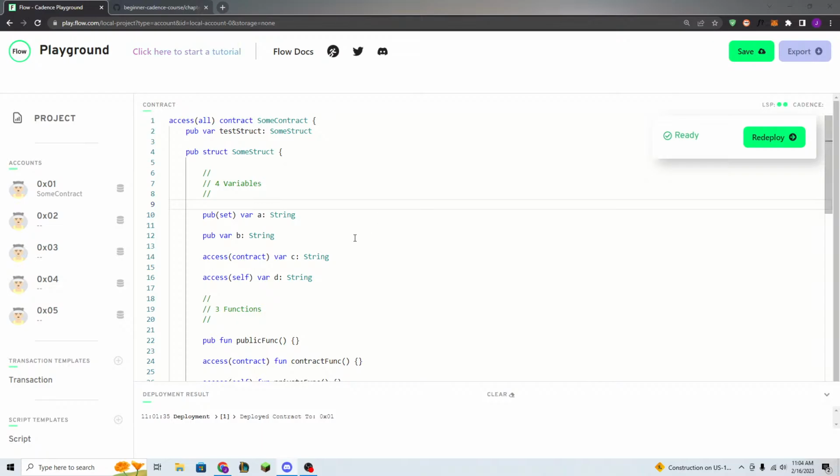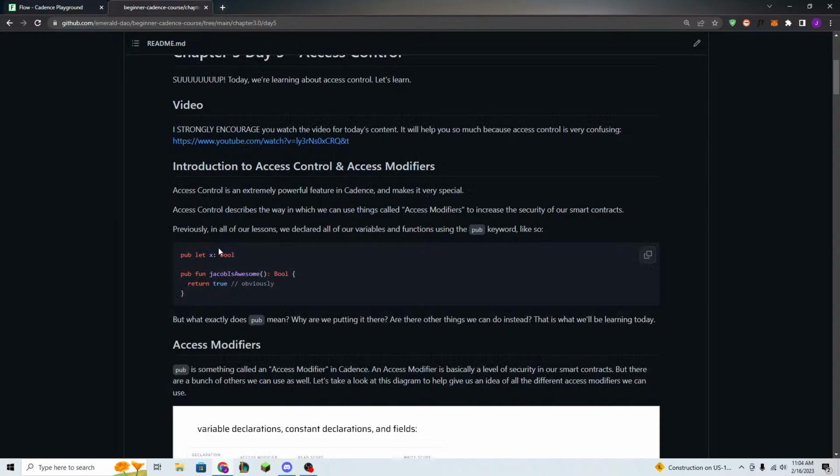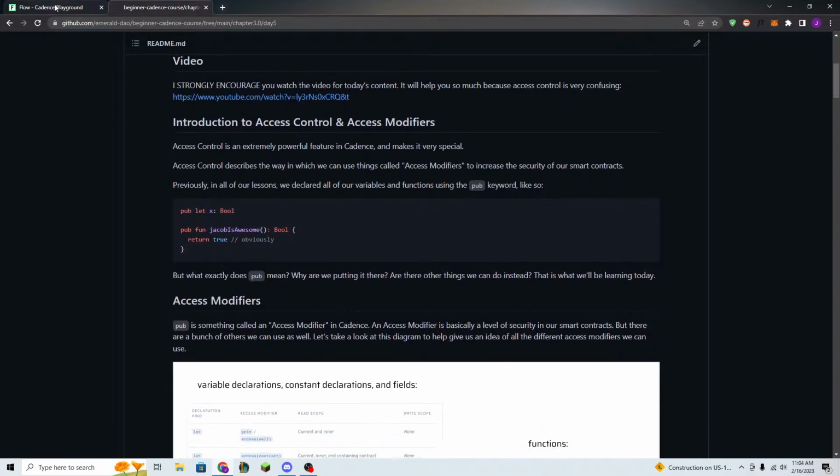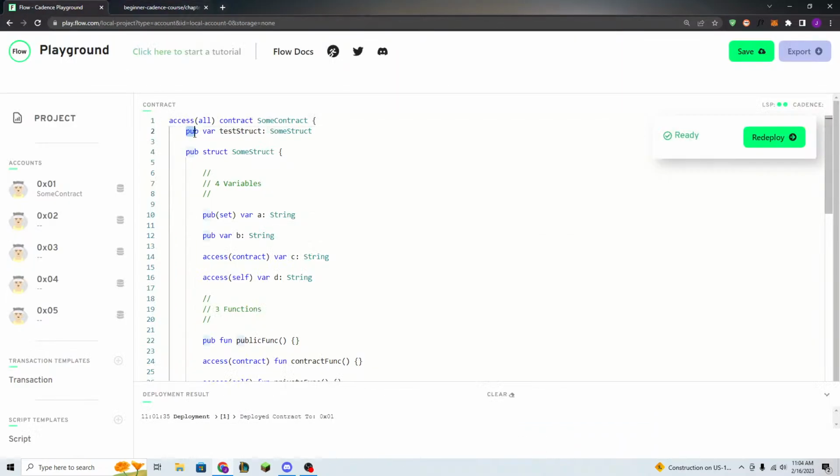Awesome. So yeah, today we're actually going to be talking about one topic only, but it's a pretty lengthy topic and also pretty important. So yeah, let's dive into it. So we're going to be talking about access control today. Access control is basically this kind of stuff.